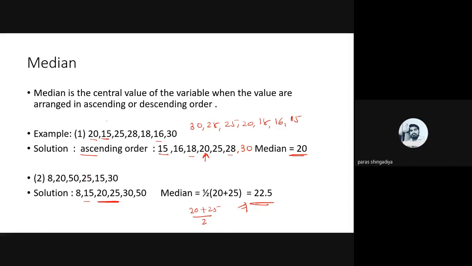So there will be two cases. One is an odd number of data: you can easily predict the central term, and that will be our median. For an even number of data, we cannot predict a single central value, but we can take the two middle terms, and to find the median we consider their average. So 20 plus 25 gives 22.5. That is the median for the second example, and the median for the first example is 20. So there are two types: odd number of data and even number of data. Clear?